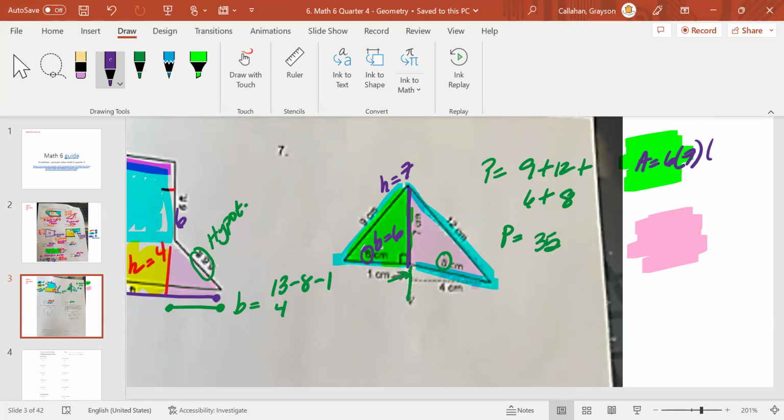6 times 7 times 1/2. What's half of 42? To do this in your head. Now let's go and take a look at the pink.